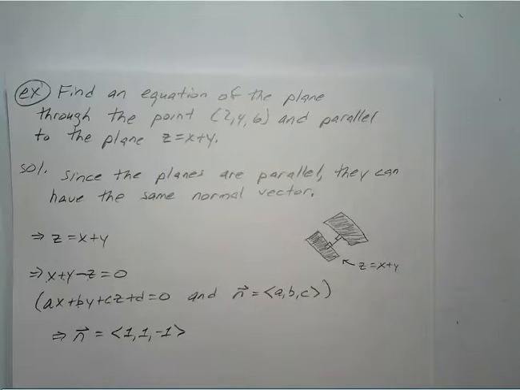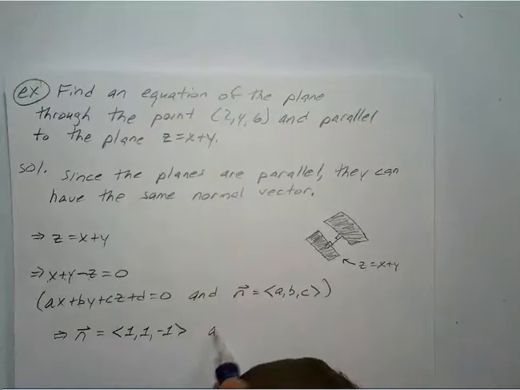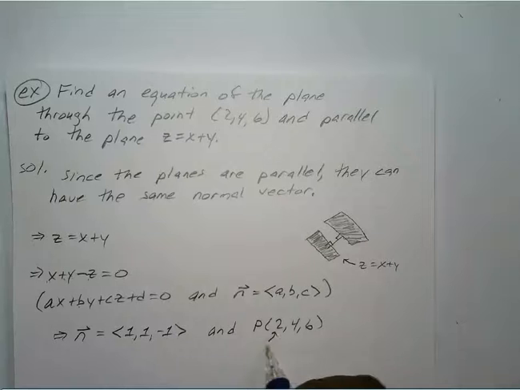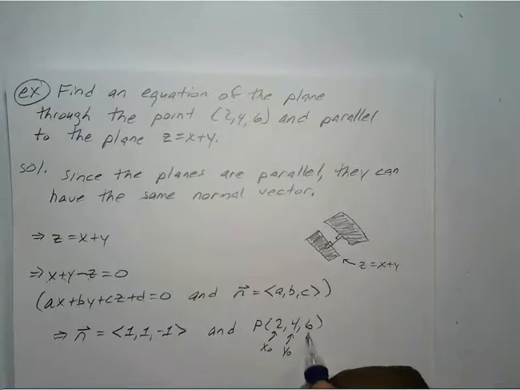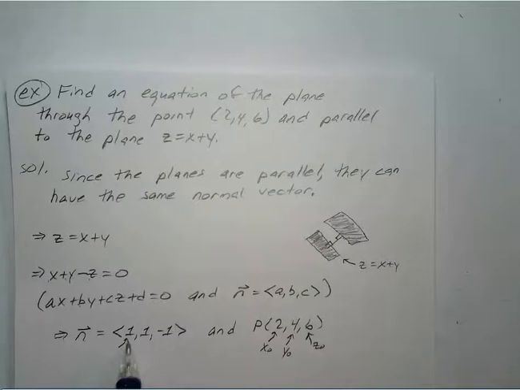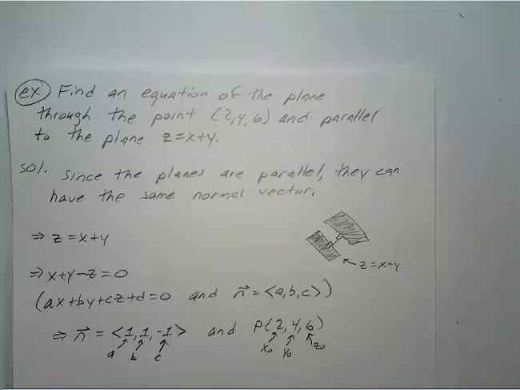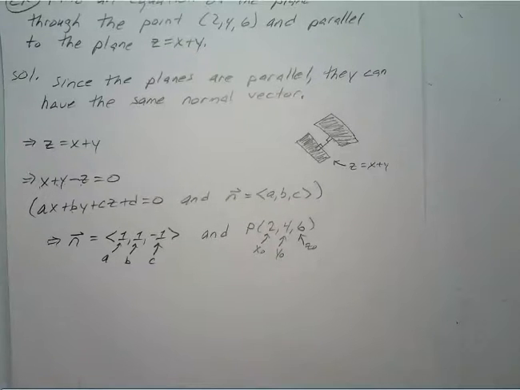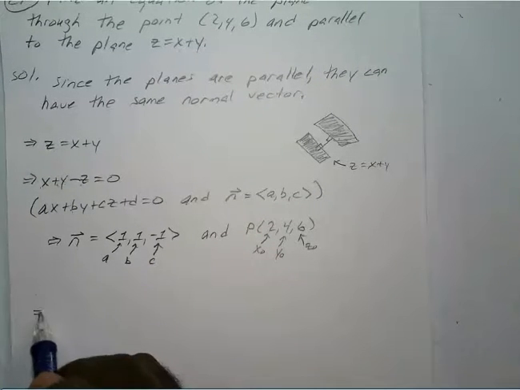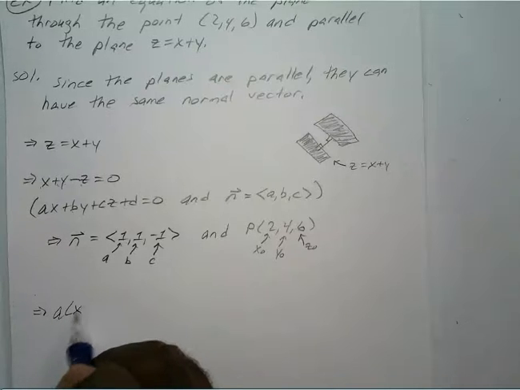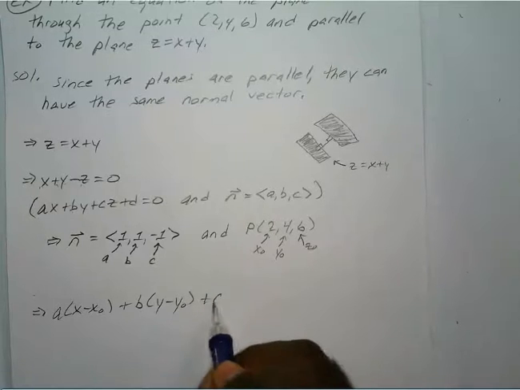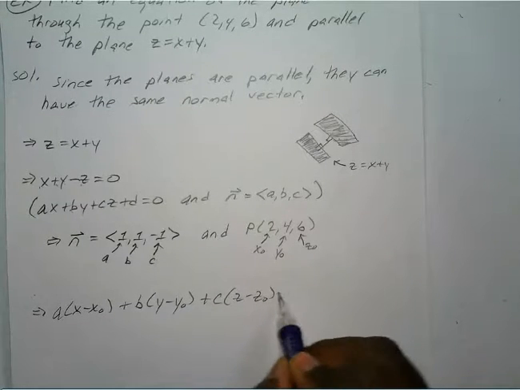Okay, so we found our normal vector, and they gave us our point, (2, 4, 6). So that's our x0, y0, z0. And this is our A, our B, and our C. Okay, so it's slowly starting to come together. Okay, so if we plug those into our formula, you have A times (x minus x0) plus B times (y minus y0) plus C times (z minus z0). That's going to equal 0.